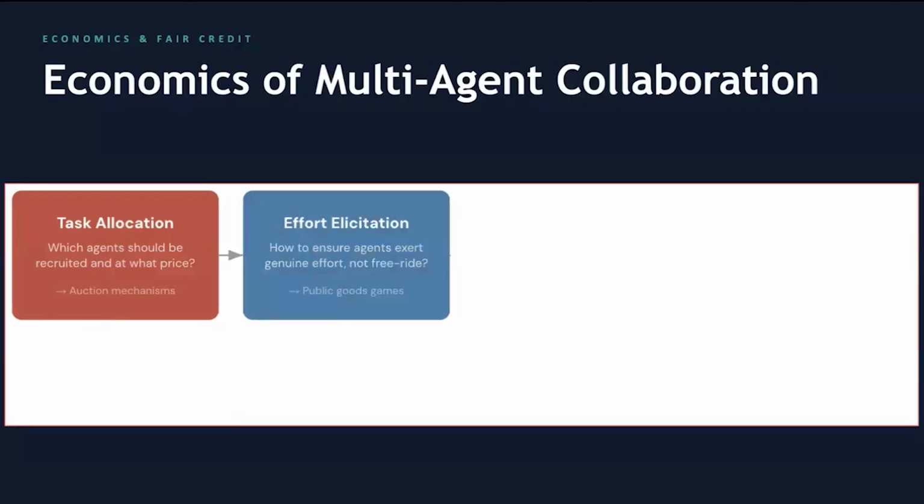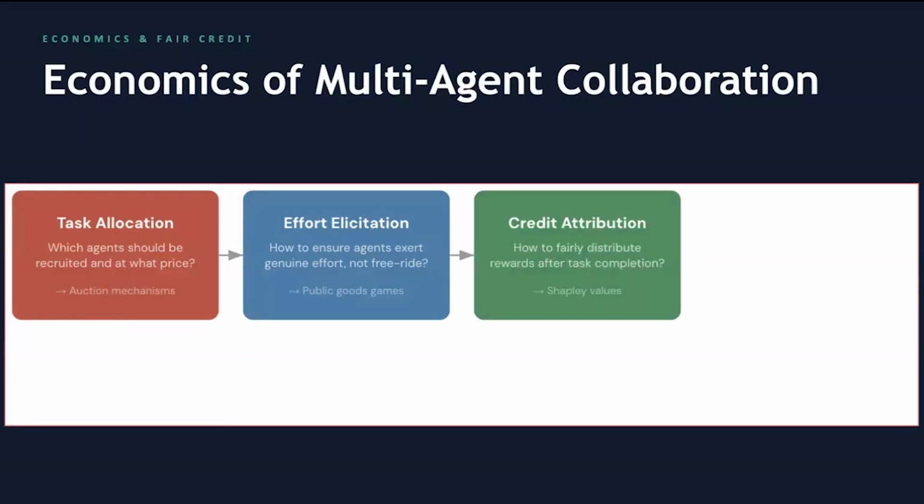And then effort elicitation. So how do you ensure that the agents exert genuine effort and don't just free ride along to get some reputational credit that they can then use for some other task? This is the public goods game from economics. And then credit attribution. So how do you fairly distribute the rewards after the task has been completed? And here you can use Shapley values.